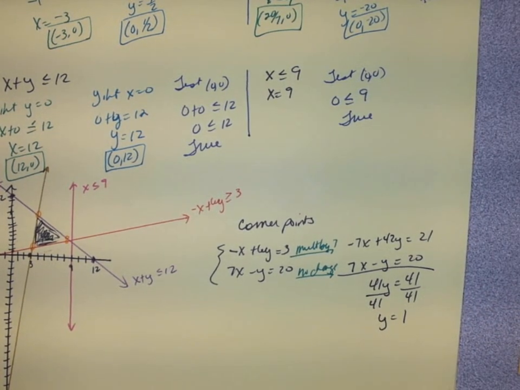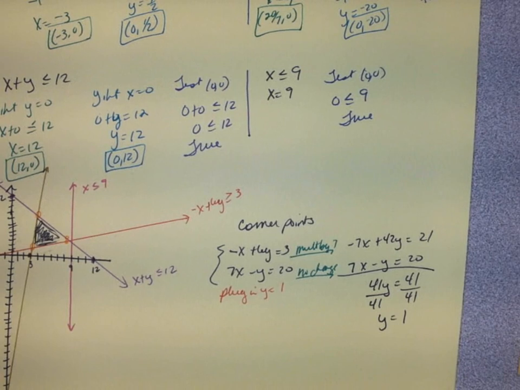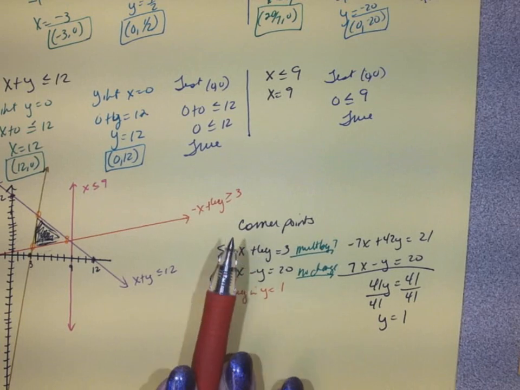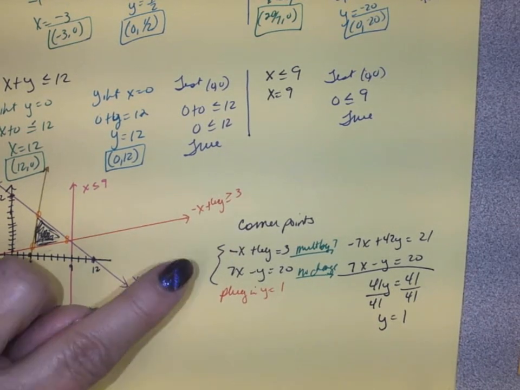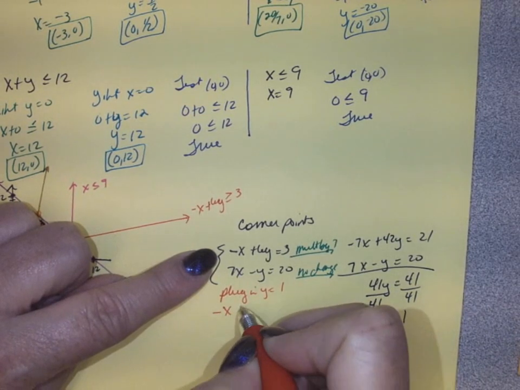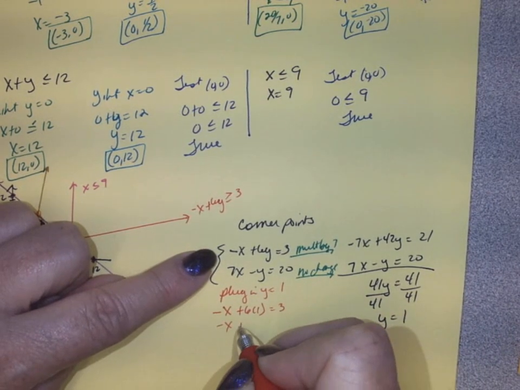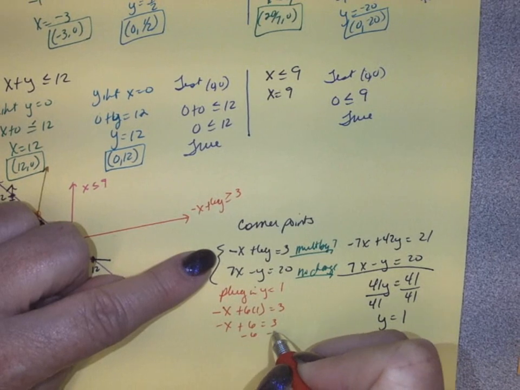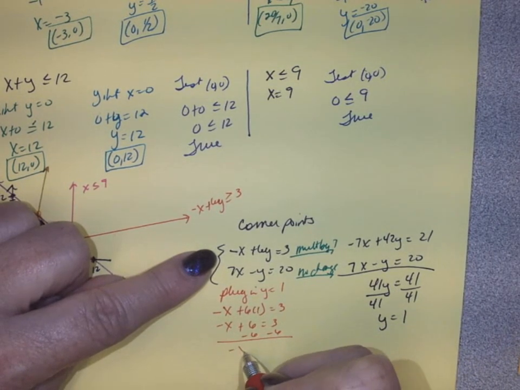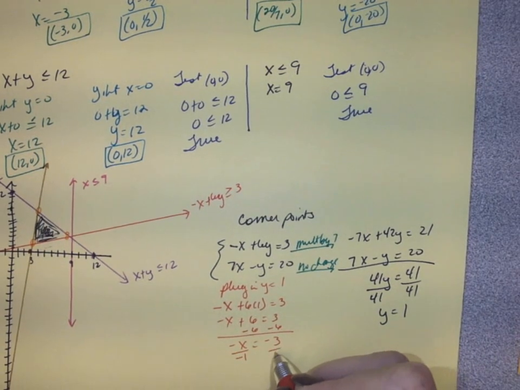Now, I need to plug in y equal to 1. It doesn't matter which one I choose. I need to solve for my x. You can choose either one. I think I'm just going to pick the top one, but it doesn't matter. So I have negative x plus 6 times 1 equal to 3. So negative x plus 6 equals 3. Subtract the 6 over, and I get negative x equals negative 3. Divide by negative 1, and x equals 3.